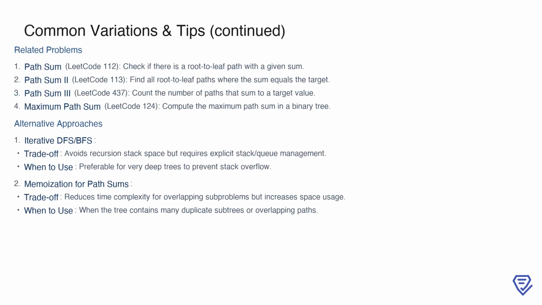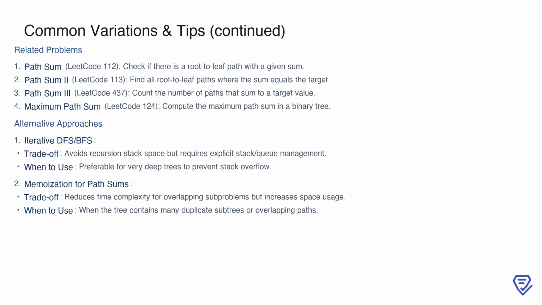This problem is also closely related to other tree-based challenges. For example, in the path sum problem, LeetCode 112, you check whether a root-to-leaf path matches a given sum. Path Sum 2, LeetCode 113, takes it a step further by finding all such paths. Then there's Path Sum 3, LeetCode 437, where you count the total number of paths that equal a target value, and Maximum Path Sum, LeetCode 124, which focuses on finding the maximum sum across any path in a binary tree.